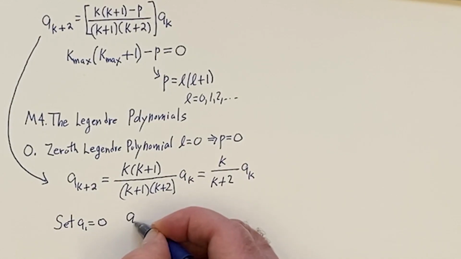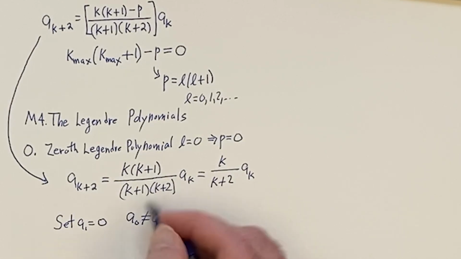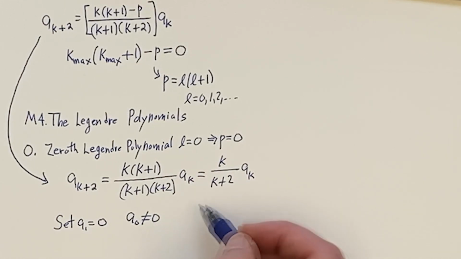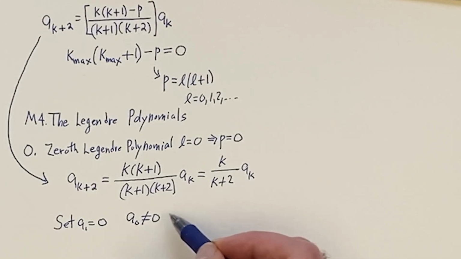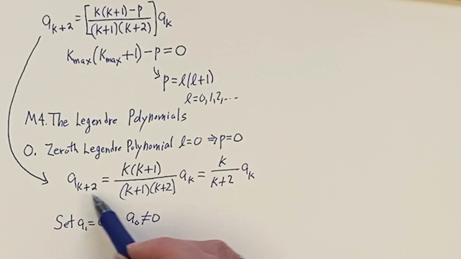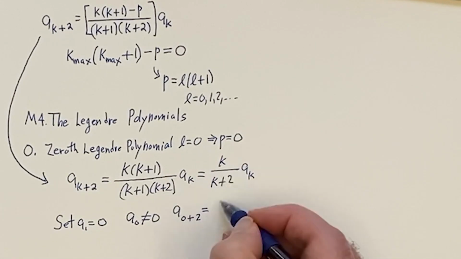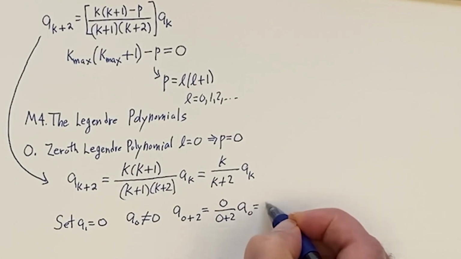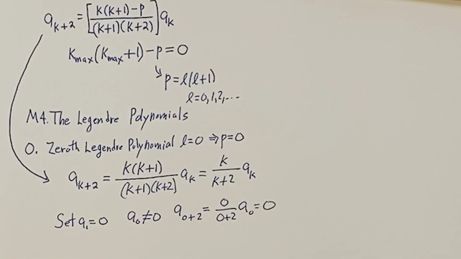And here, the A naught will not be equal to 0. And then when you want to find A2, since to find A2, you put K equal to 0, that's how you get A2. Then if you put K equal to 0, you get 0. There is no A2. And that means there'll be no A4, for A4, there'll be no A6, and etc.